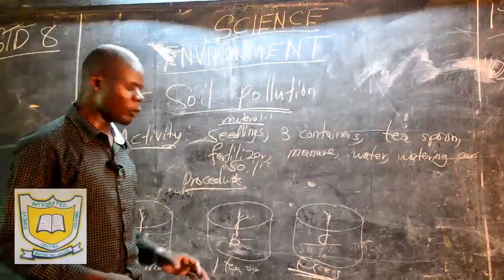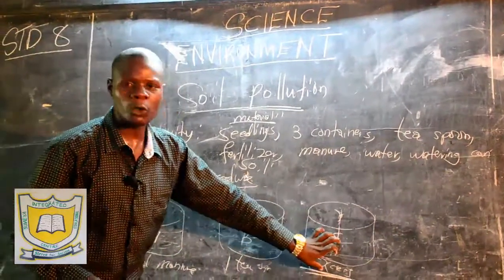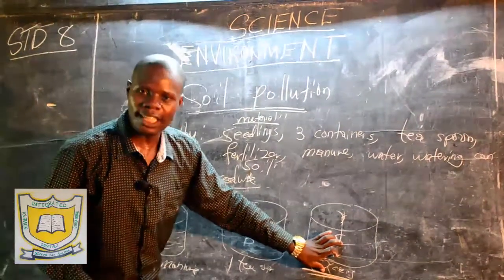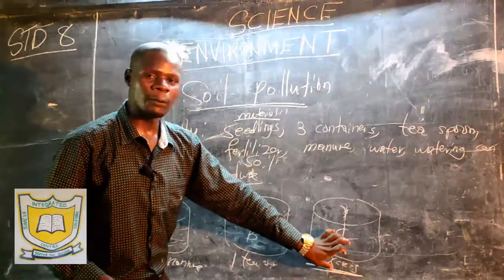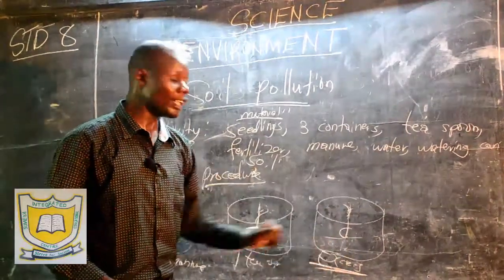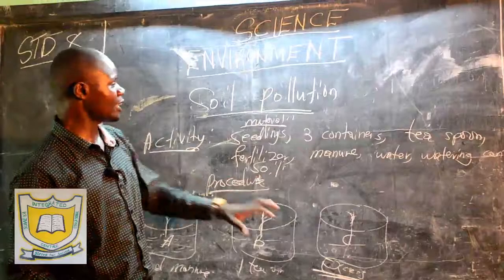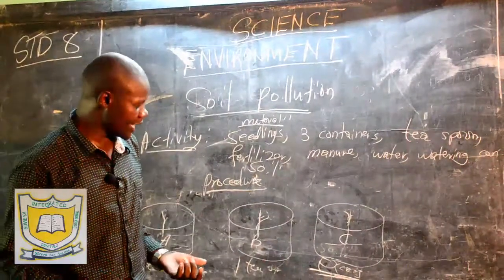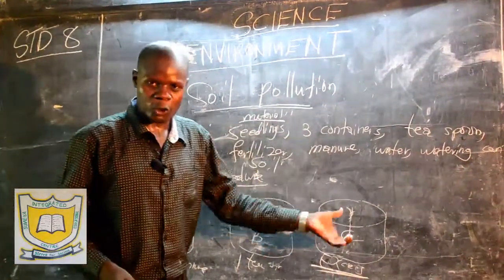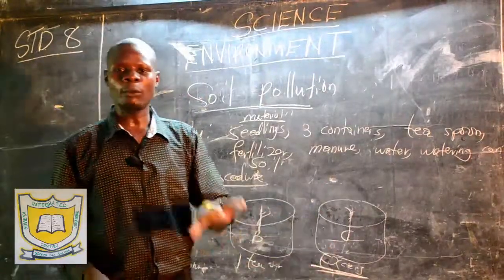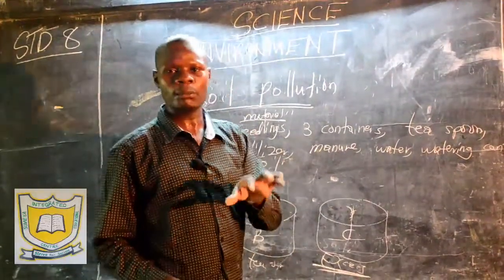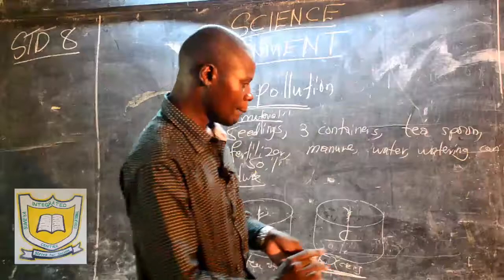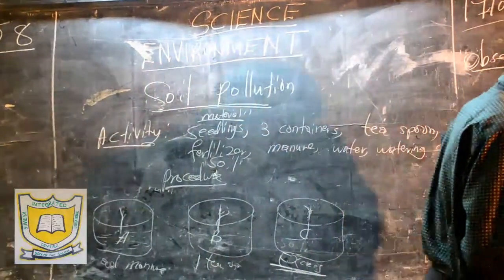Now, this one will prove that when you add more chemicals in the soil, you have polluted the soil and it cannot produce because that soil is polluted. This is an experiment that shows us that when you add more chemicals or inorganic matter in the soil, you have polluted that soil and the soil becomes less productive. Okay, from that activity, let us come.